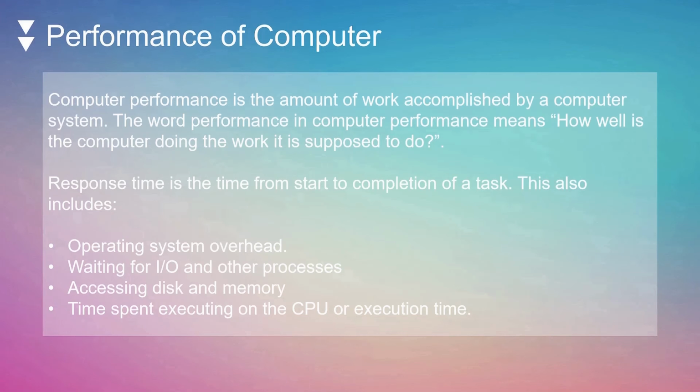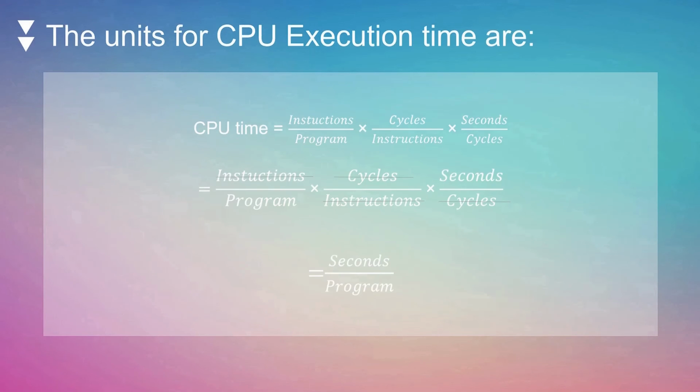The time in which a given program can be completed, the execution time, is equal to CPU clock cycles into clock cycle time, which is equal to CPU clock cycles by clock rate. And the number of CPU clock cycles can be determined by instruction count into CPI. So finally, we can say that the units for CPU execution time are: CPU time is equal to instructions by program into cycles by instruction into seconds by cycle. So from this, we can say that CPU time is equal to seconds by program.